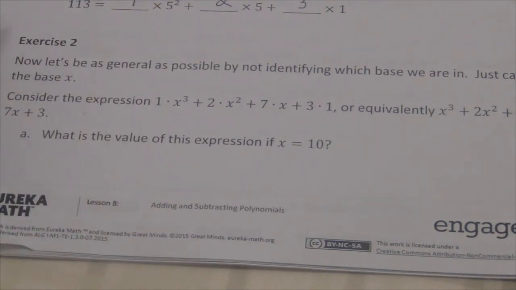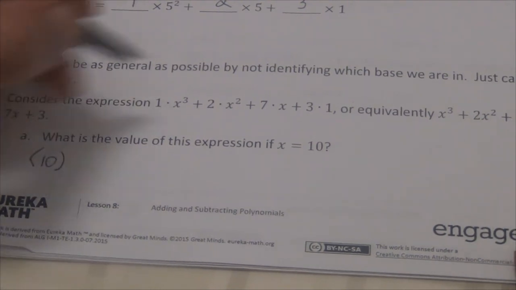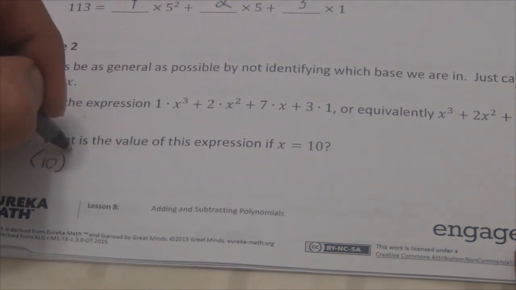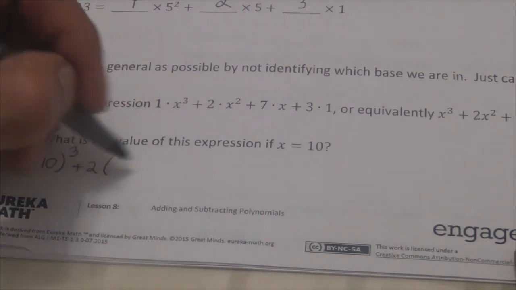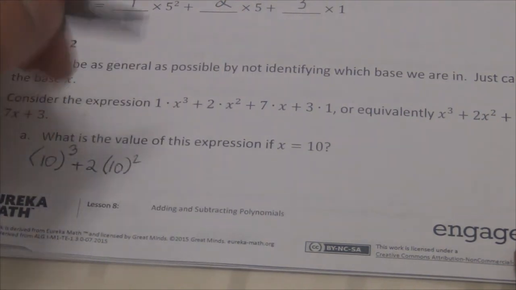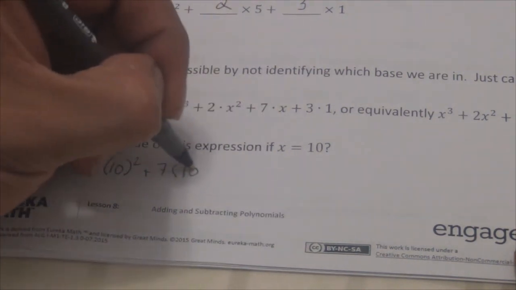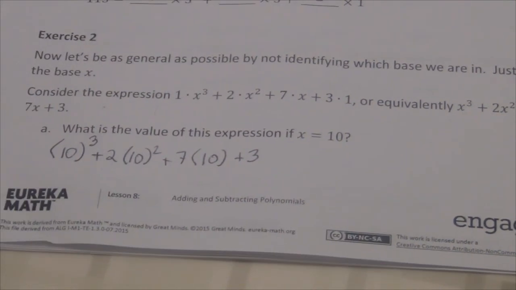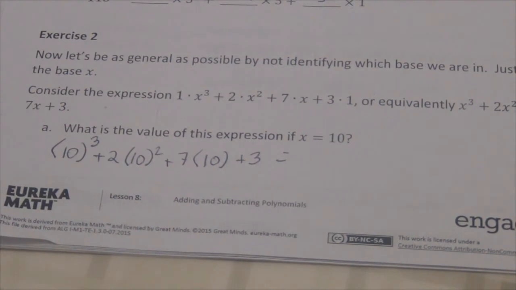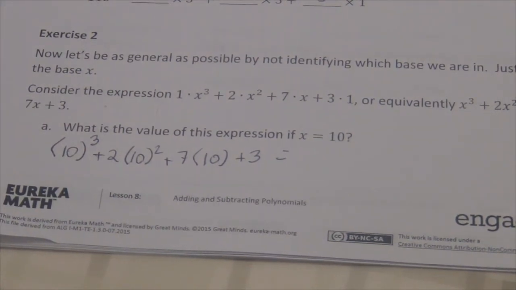Well, if x is 10, if I was to rewrite the whole expression, I would write x to the third power. If x is 10, it will be 10 to the third power, plus 2 times x to the second power, that would be 10 to the second power, plus 7 times x, so just 10, plus 3 times 1, which is 3. Okay, now we put that in the calculator and we get, what do we get?